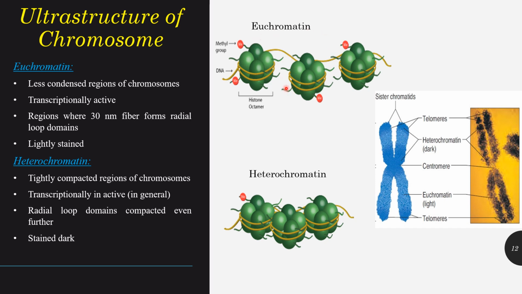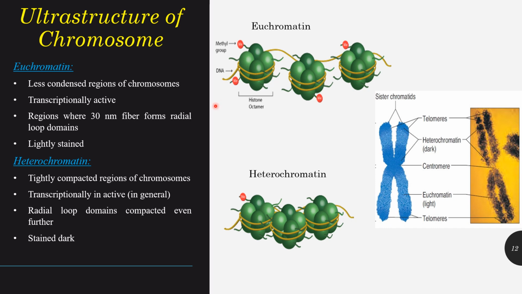Euchromatin, this portion is condensed only at the time of cell division. At all other times, the euchromatin is in an open configuration and its genes can be activated. Whereas heterochromatin is transcriptionally inactive in nature and sometimes remains condensed permanently so that its DNA is never expressed.